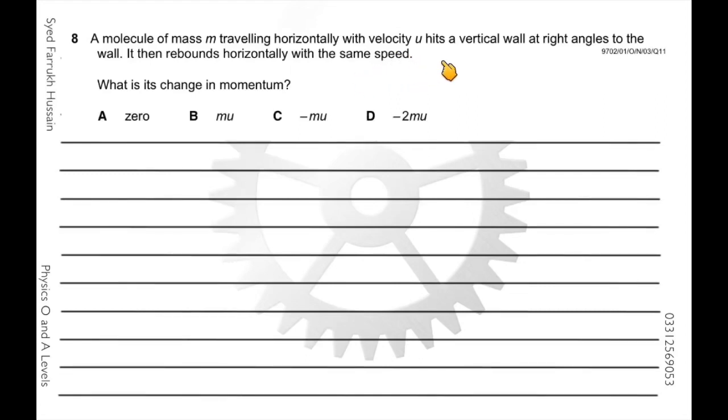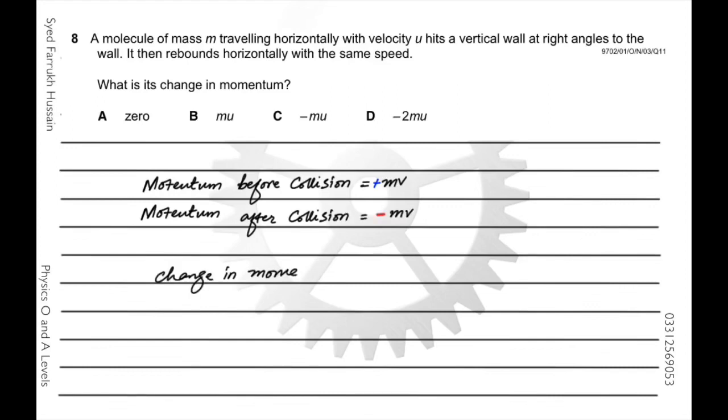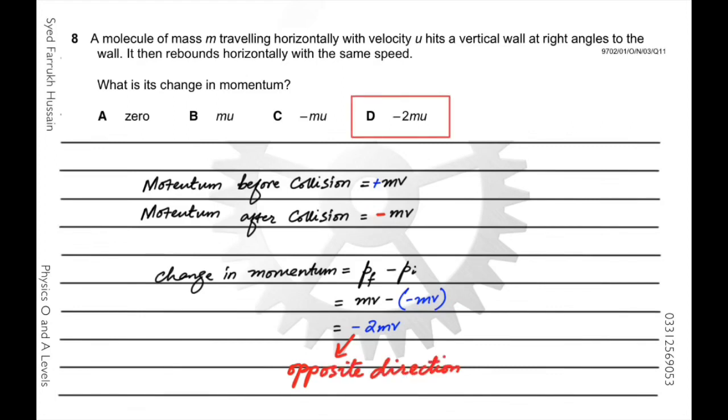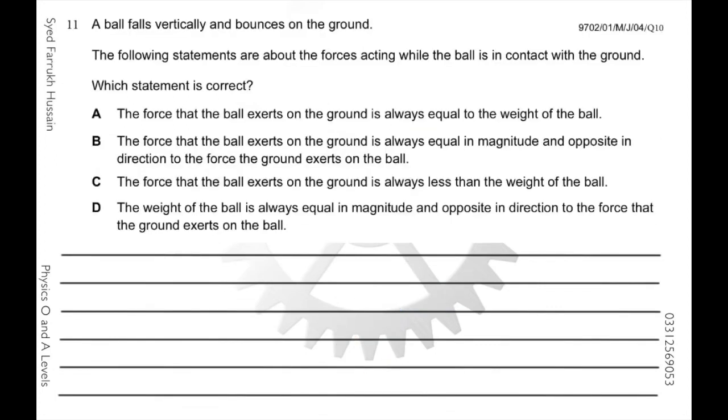A molecule of mass m travels horizontally with speed u, and after collision the molecule rebounds with the same speed. So initially its momentum is mu, positive. After collision, momentum becomes mu, negative. So the change in momentum is the difference between the two. Final momentum is minus mu, initial momentum was mu. So minus mu minus mu is minus 2mu, which is the change in momentum. Minus is actually showing that the direction is opposite. So minus 2mu is the answer.